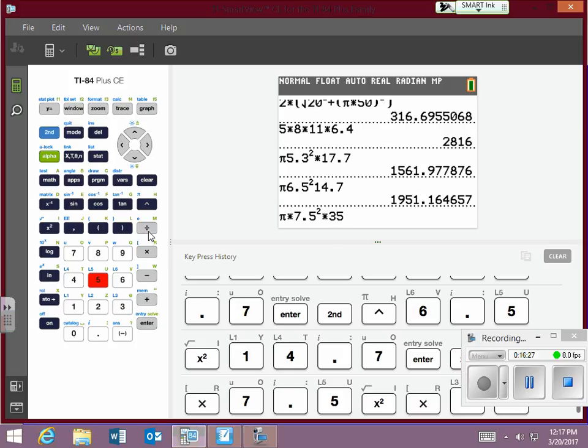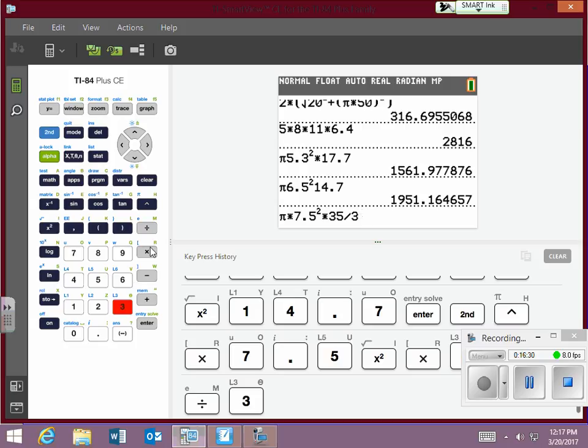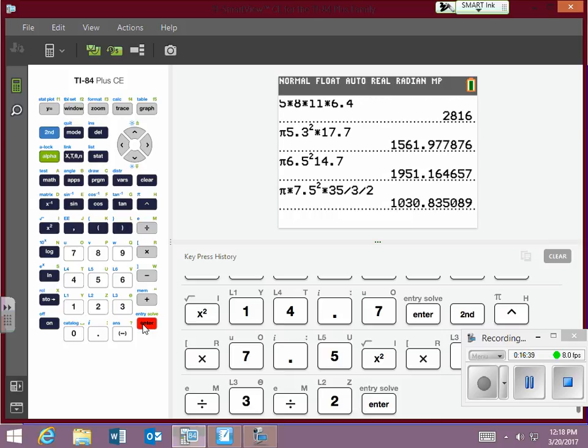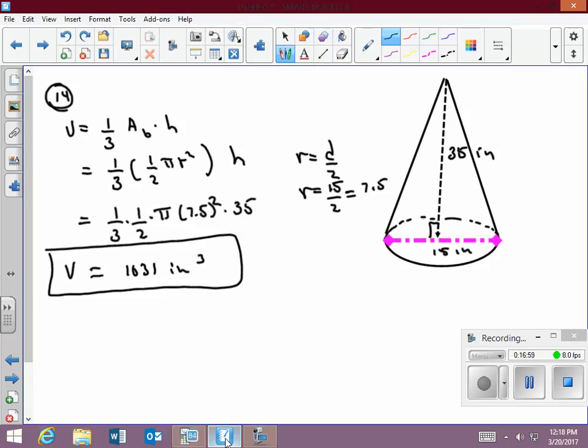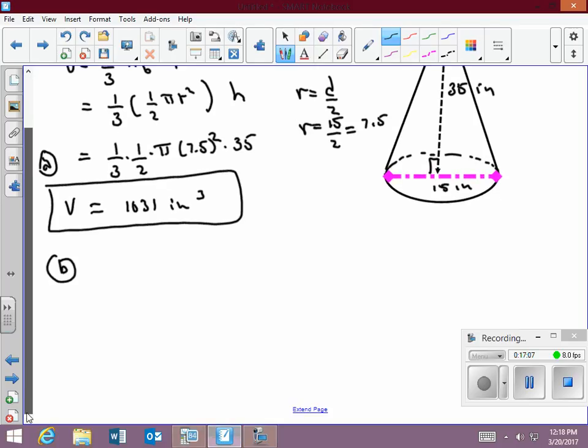Then I can just divide it by 3, and I don't have to worry about bracketing it. And then just do this divided by 2, and it'll give 1031. And those are all the same units, so it's inches cubed. This was the A part. B part.